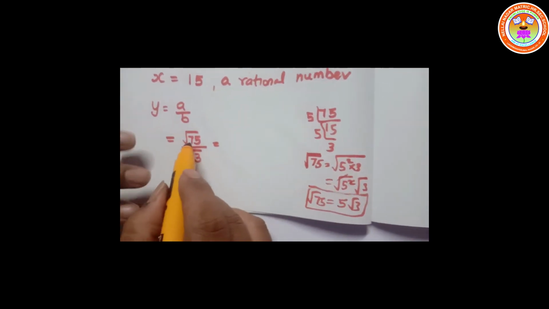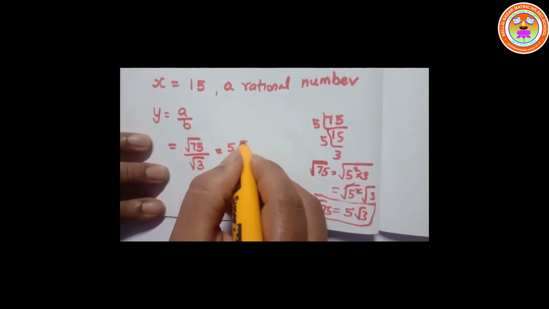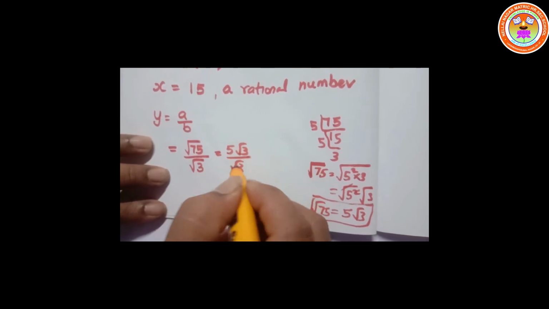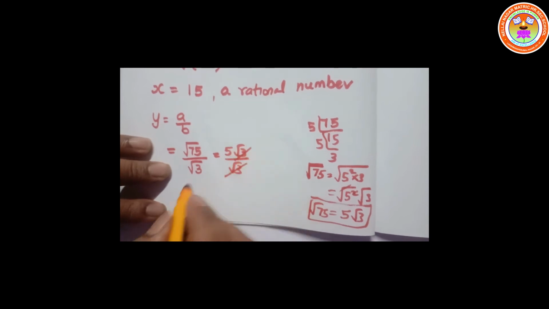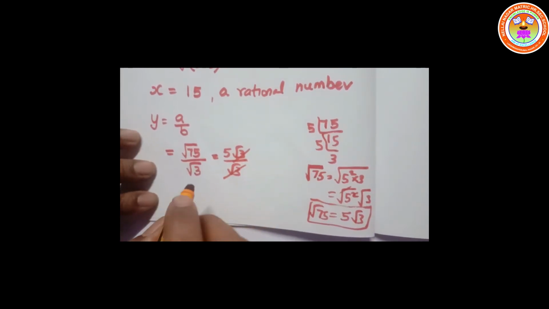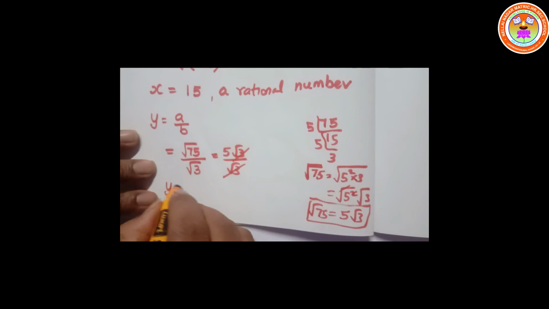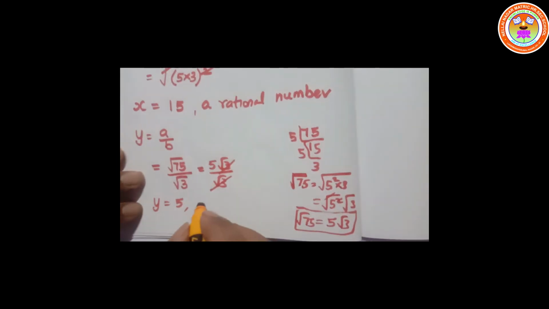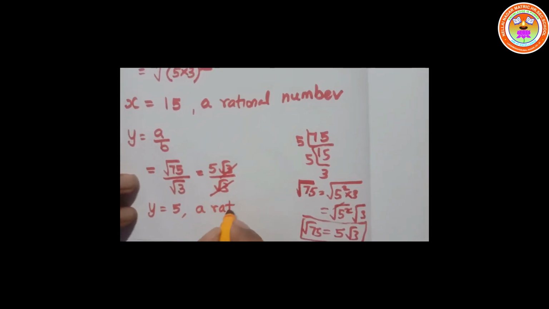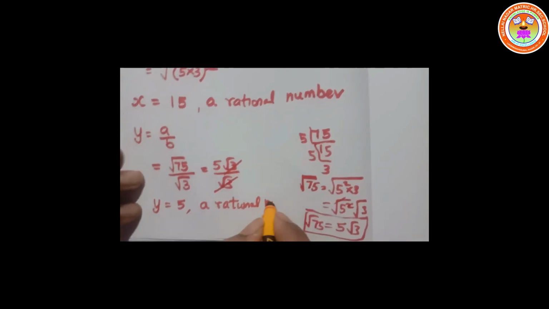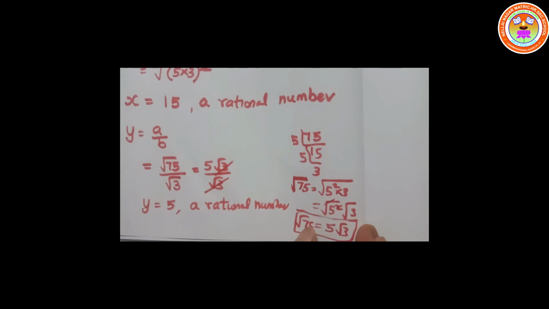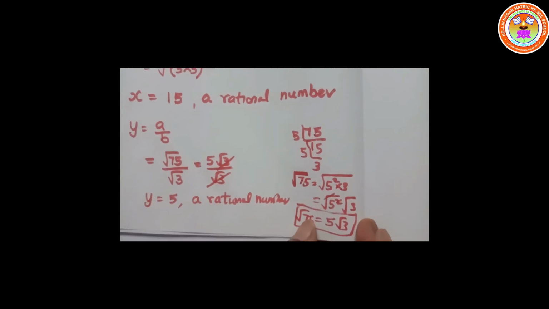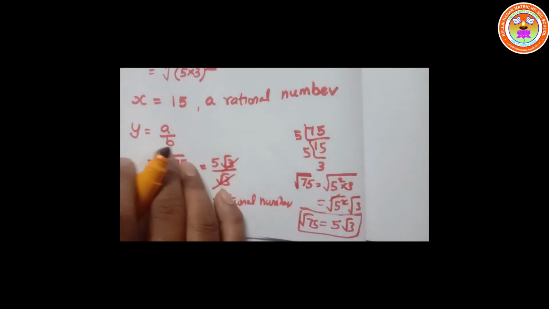In the place of root 75 I can write 5 root 3 divided by root 3. Now root 3 gets cancelled. So what do I get? y is equal to 5. y is equal to 5 is what number? A rational number. Understood children? So x and y value you have to find, and after finding x and y, you state whether it is a rational or irrational number. Now we can go for fourth subdivision.